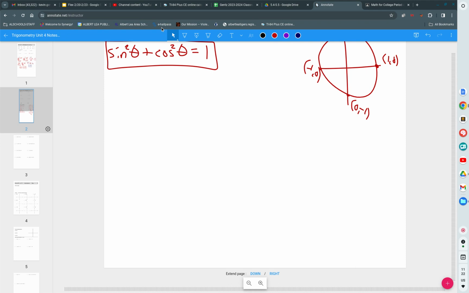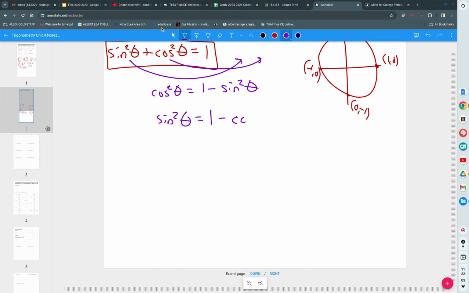Suppose I would subtract a sine squared from both sides. Does everybody agree the new formula would be cosine squared of theta is equal to 1 minus sine squared? Or I could subtract the cosine squared to the other side instead, and I would get sine squared of theta is equal to 1 minus cosine squared, wouldn't I? Those are written on your sheet as well. It's very important that you find these.